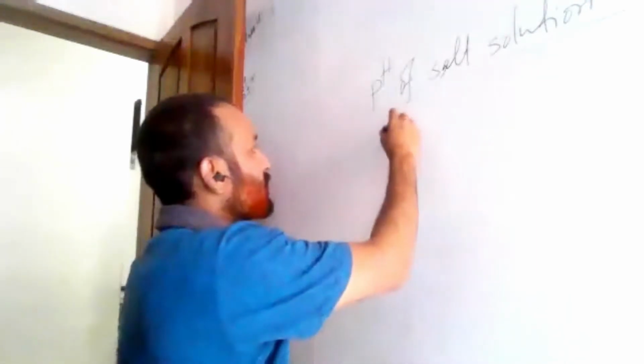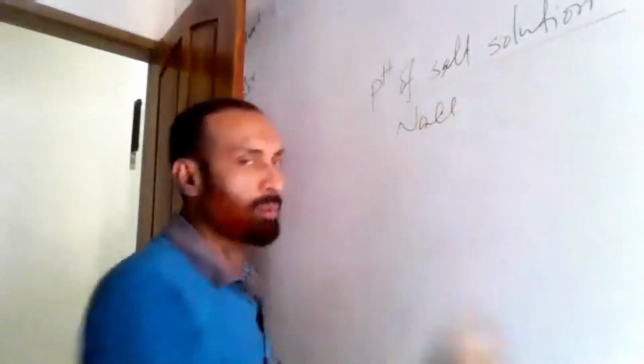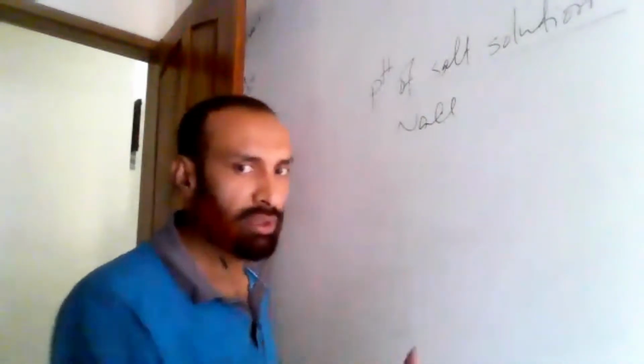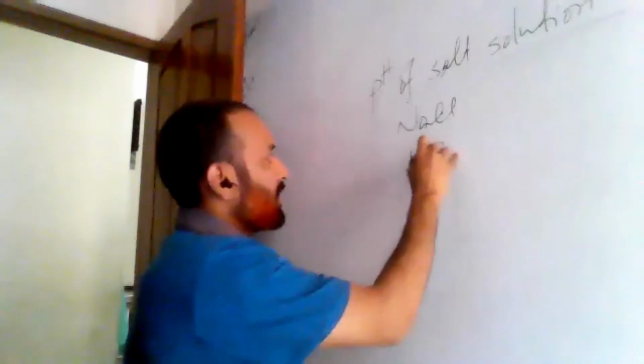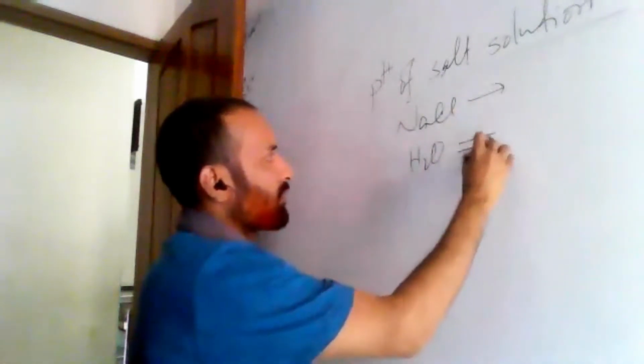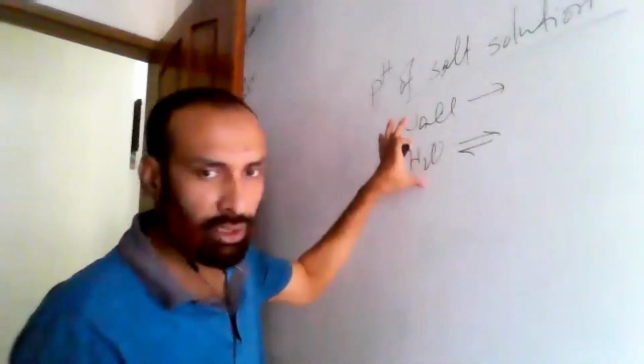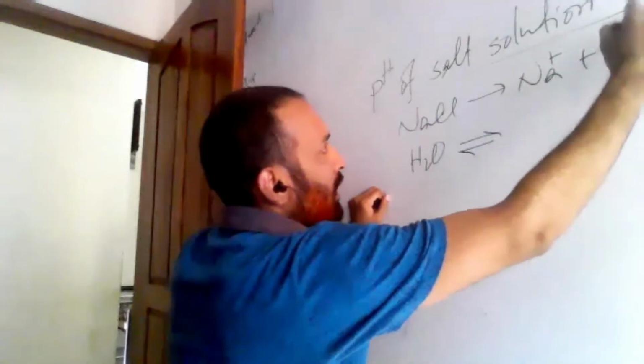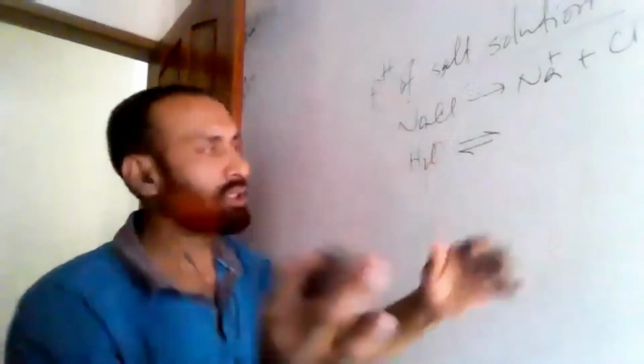So first, if this is sodium chloride, and you add sodium chloride in water, what do you have? Water and sodium chloride, these two together. When you mix these two, the ions formed are sodium ion and chloride ion. They're already there, but just split into ions.